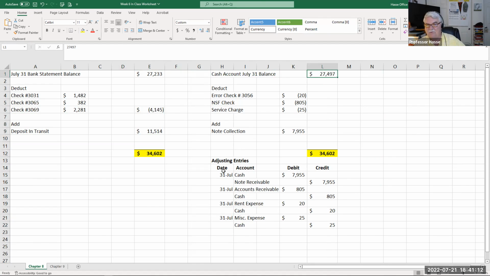But I have to make adjusting entries to record the note collection, debit cash, credit receivable; the $805 bad check, putting it back on receivables and reducing cash; the error on the check, which was for rent, debiting rent expense and crediting cash; and the miscellaneous or bank service charge, $25, and credit cash. Notice for deductions here, I'm crediting cash, and for additions, I'm debiting cash. I post these adjusting entries, and they now make this balance match the bank adjusted reconciled balance.